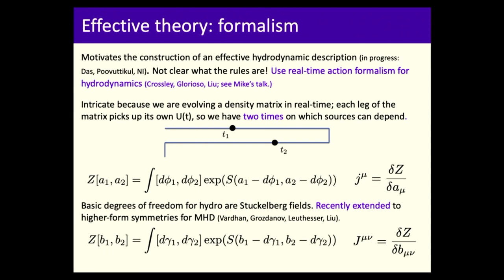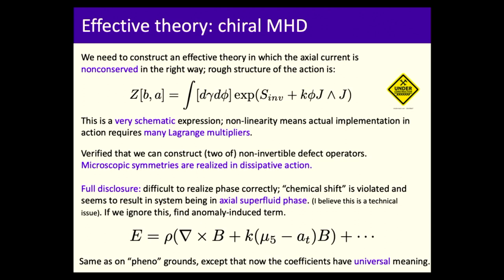Then you realize the hydro degrees of freedom in a correct manner, which was told to us in a series of papers by these people. Basically, there's an algorithm to do this, and so you can write down that algorithm. This was very recently extended to the higher-form case. These people wrote down a representation of MHD in this formalism. And we then try to take that and modify it with this new anomaly structure.